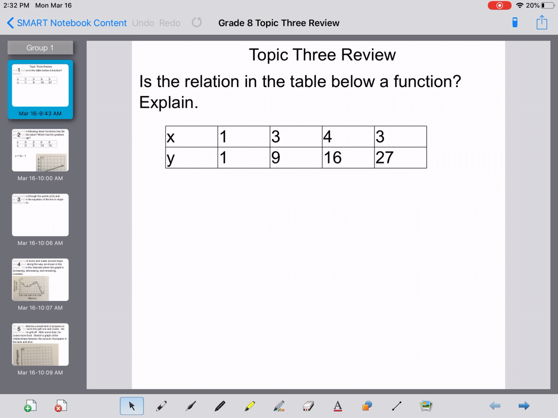Today we are doing the topic 3 review. Is the relation in the table below a function? Explain. Take a second to copy down the question and the table.